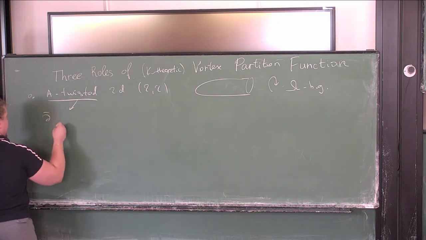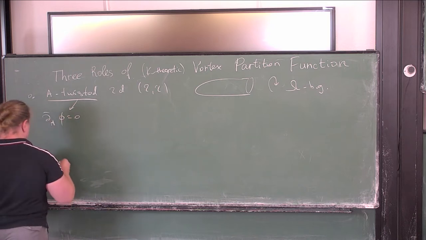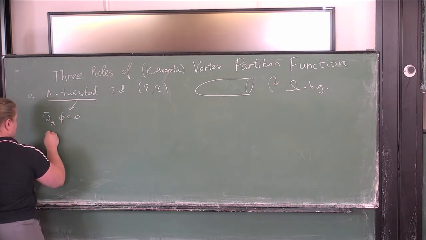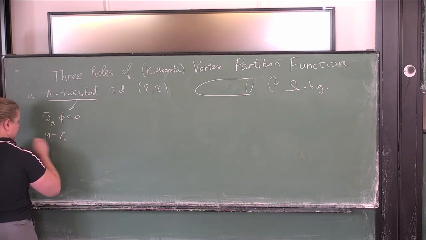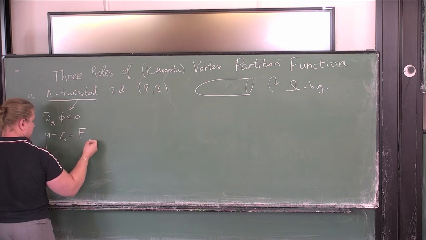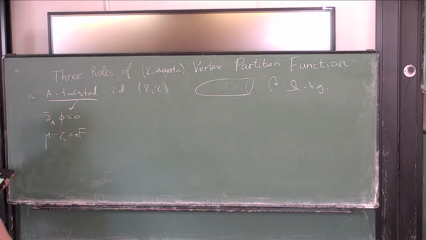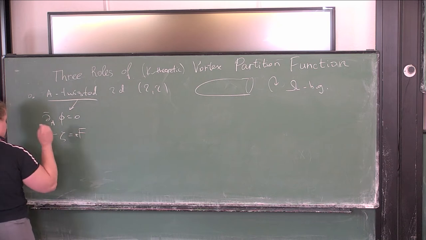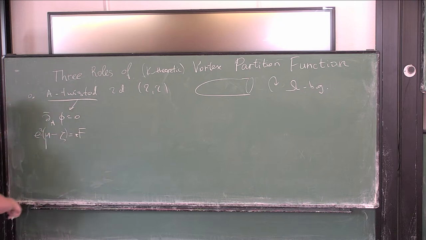vortex equations. So the matter fields are holomorphic sections, and the moment map equations, where here zeta is the FI parameter, they are satisfied up to the contribution of the gauge field strength. And I should also put the parameter e, which is the gauge coupling in the two-dimensional theory.